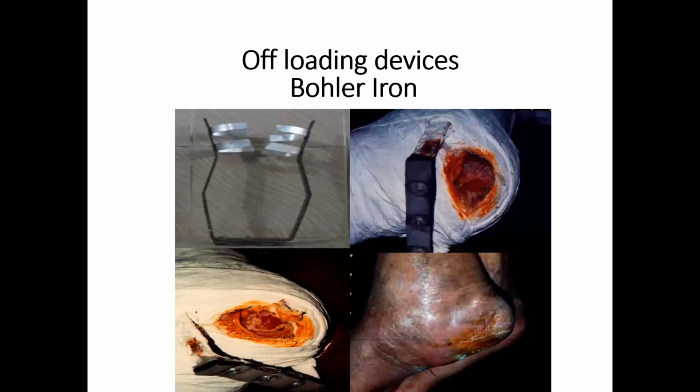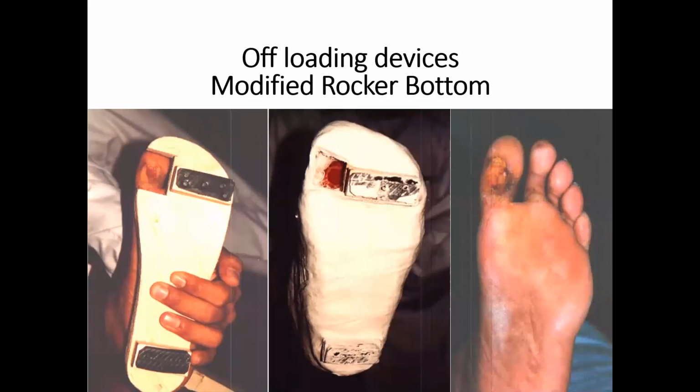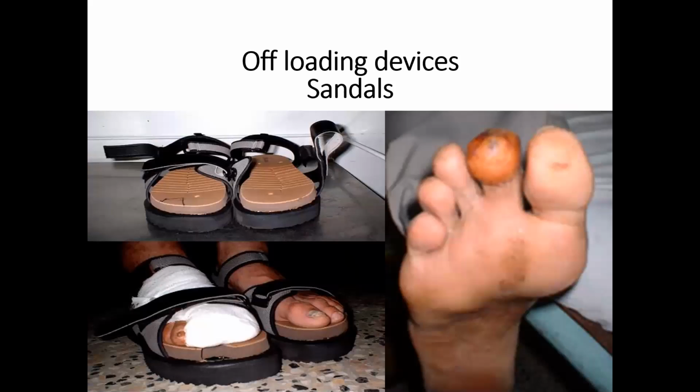This is other offloading devices, baller iron. Okay, you can see here there is a wound down on the plantar surface towards the heel part here. And this is how offloading device is used. This is called Scotch cast, through which they have offloaded plantar surface wound, probably near the metatarsal heads. This is called modified rocker bottom device. Okay. These are the specialized sandals which are prepared for offloading.